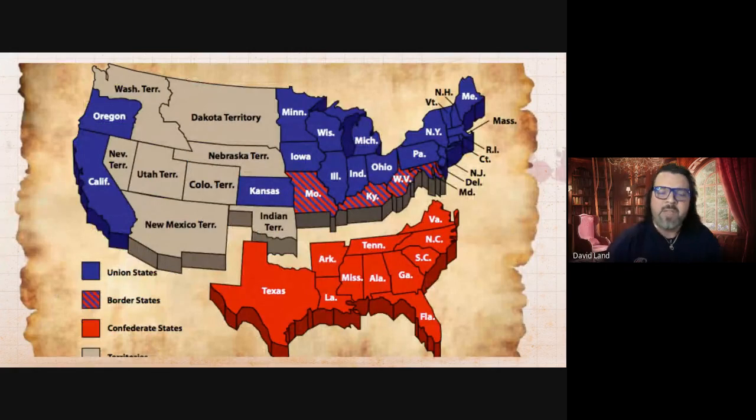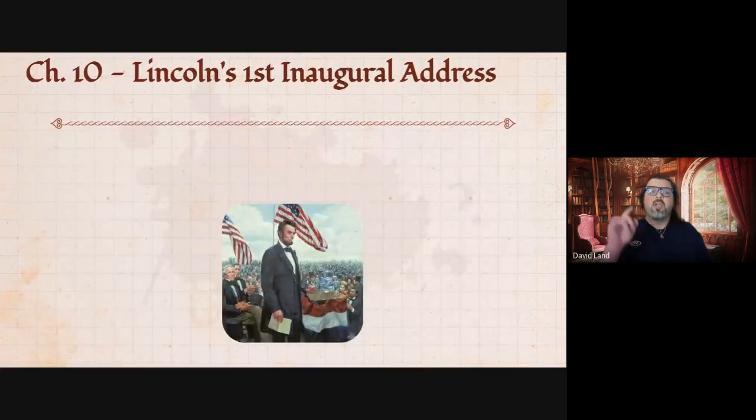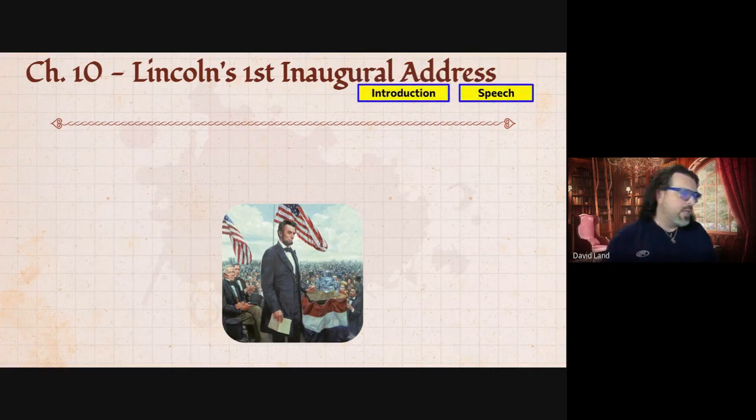So let's get going. This is what the map would have looked like. Notice those states in the middle. Those would be the border states. Those states had slaves but didn't secede. Interesting, right? A little tricky trick right there. Kentucky, West Virginia, and Missouri had slaves, didn't leave the Union, and stayed in the North. Interesting. So Lincoln wins, and he gives his inaugural address. What does that mean? It is his introduction speech as president.